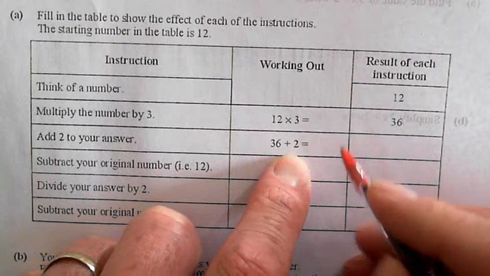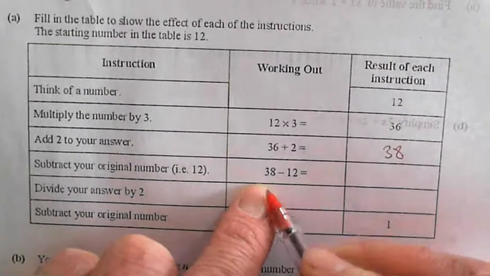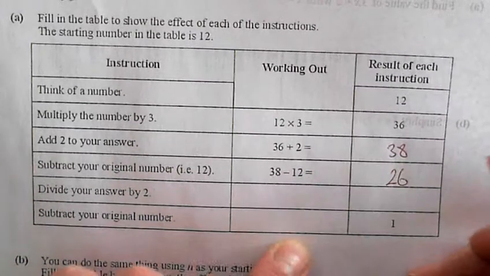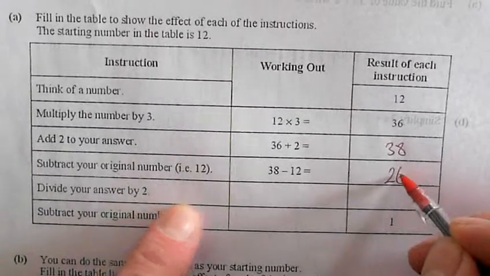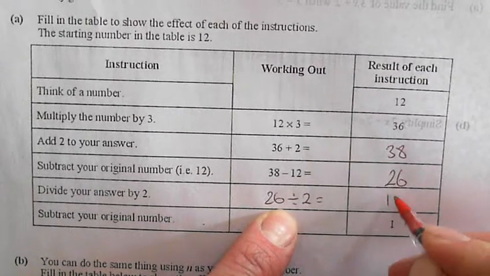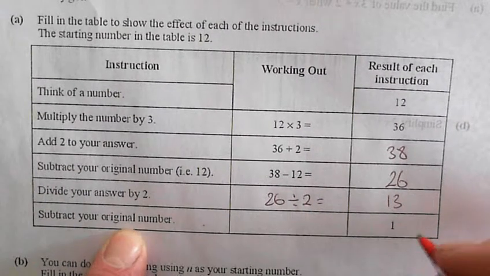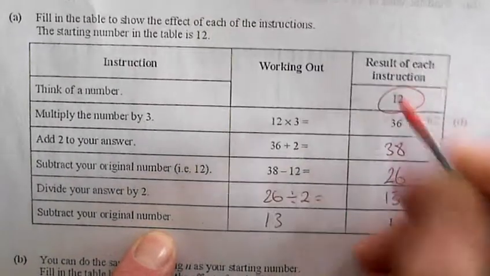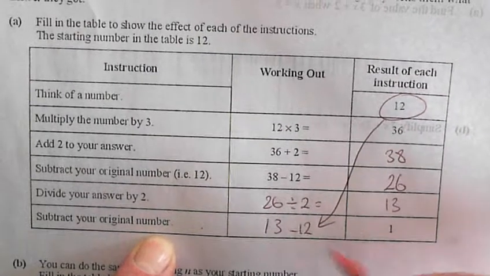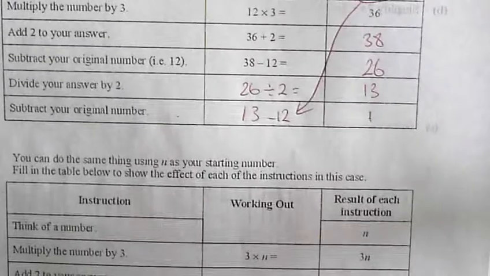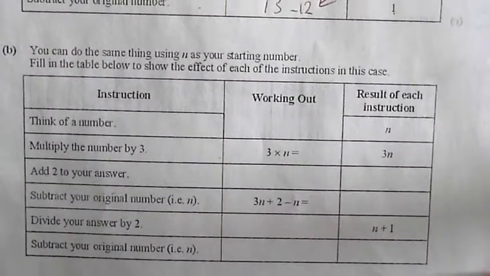12 times 3 is 36. 36 plus 2 is 38. 38 minus 12. Divide your answer by 2. 26 divided by 2 is 13. Subtract your original number. What's my original number? 12. That's my original number. Now, believe it or not, we do the same thing in the next table. You're supposed to get the answer.